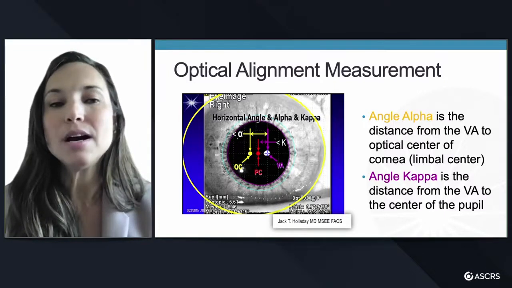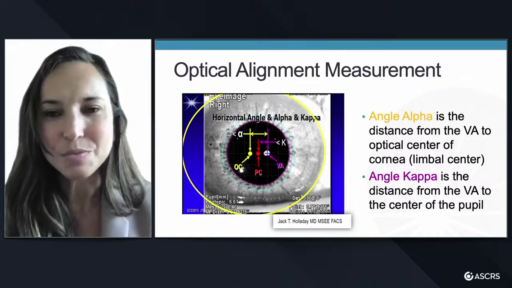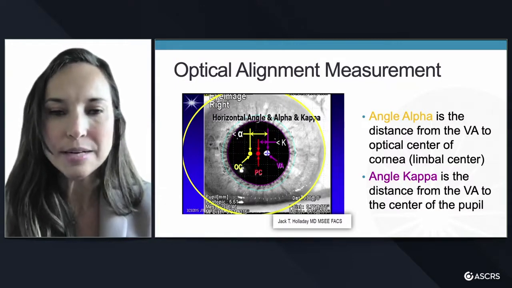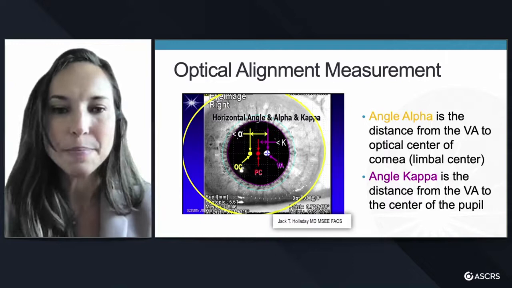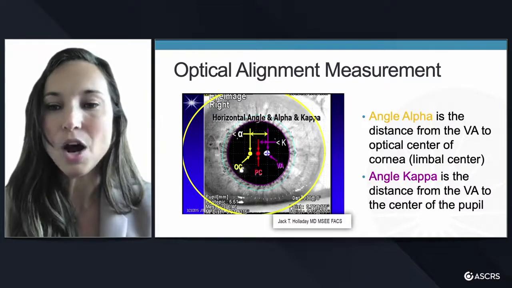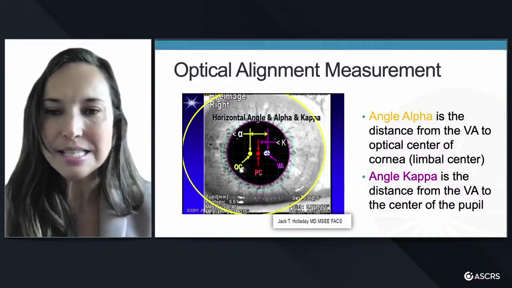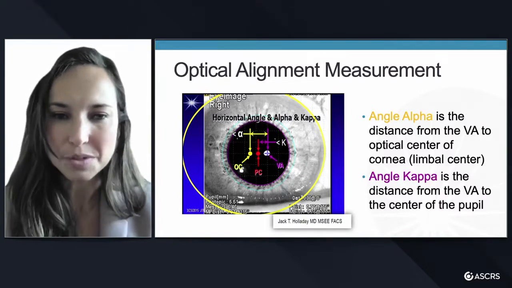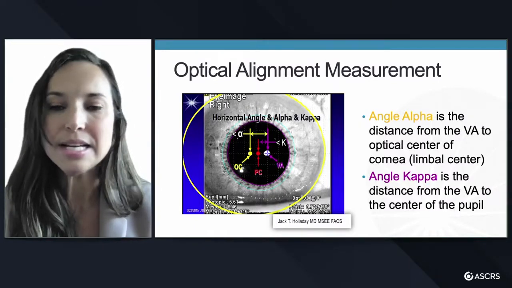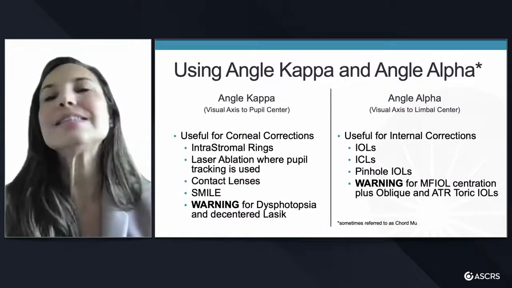So we mentioned a little bit optical alignment, and I like to make optics easy. I love to teach the residents on optics, but let's talk a little bit about angle alpha. What we're looking at here, VA is our visual axis or first Purkinje. PC is just the center of the pupil, and the yellow dot, the optical center, is just the limbal center. Angle alpha is this distance from the visual axis to the optical center. And the angle kappa, now we're calling it like a chord, right? We're measuring mostly a chord, is the distance from the visual axis to the center of the pupil. And why is this important?